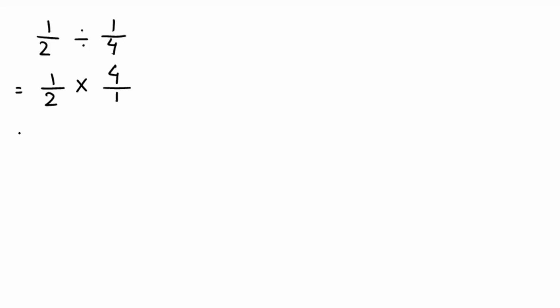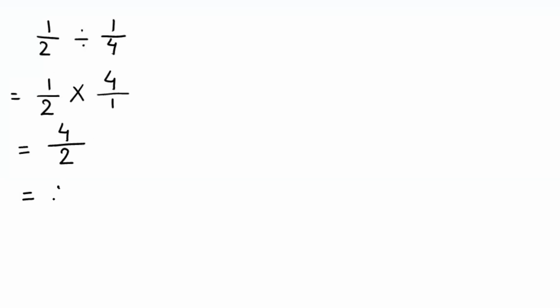Then we simply multiply. 4 times 1 will be 4. 2 times 1 will be 2. And we can break it down: 4 divided by 2 will be 2. So our final answer will be 2. Okay, take one more.